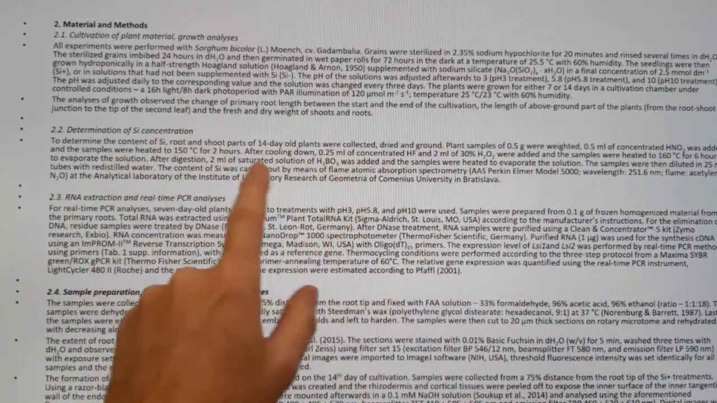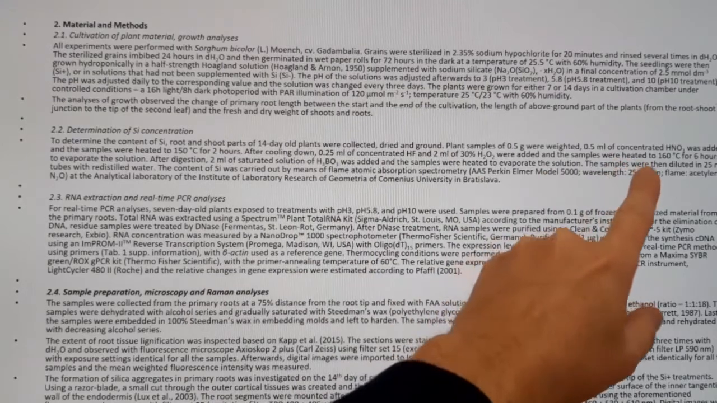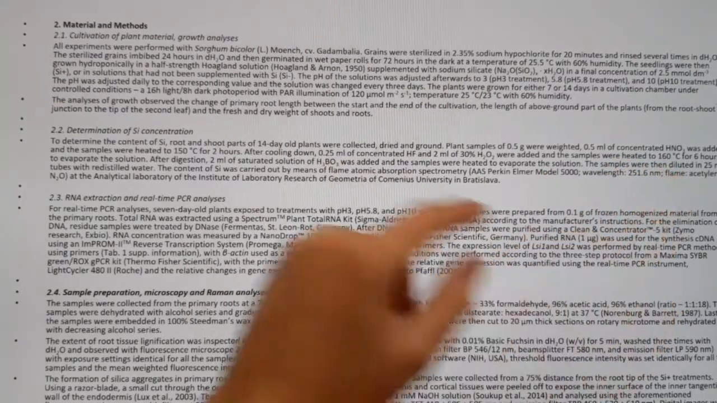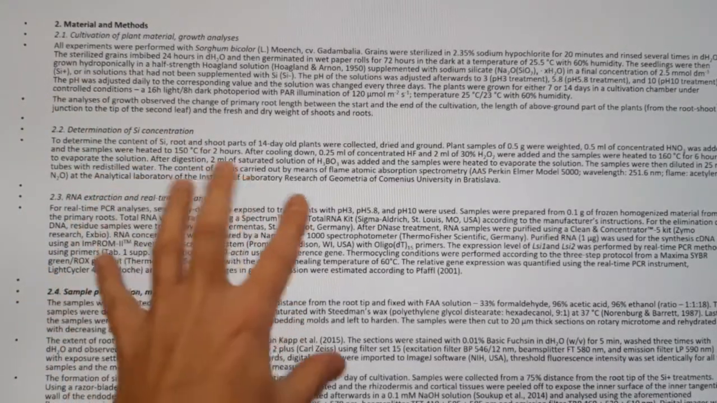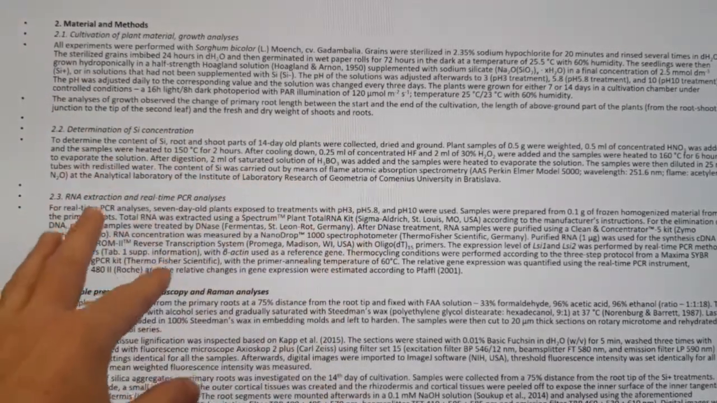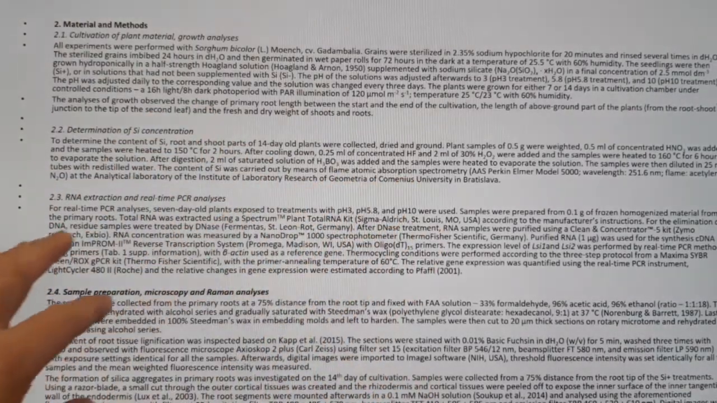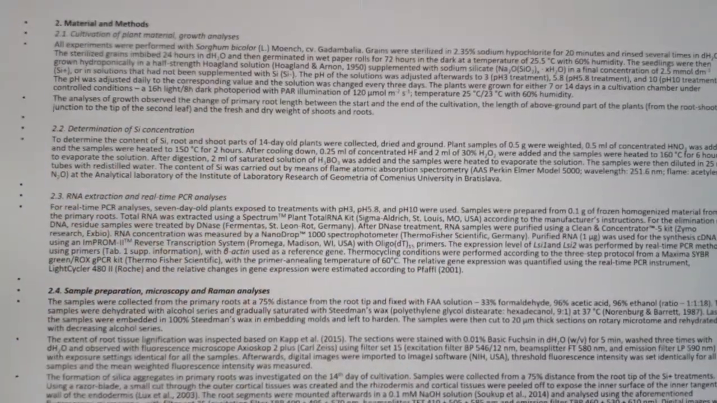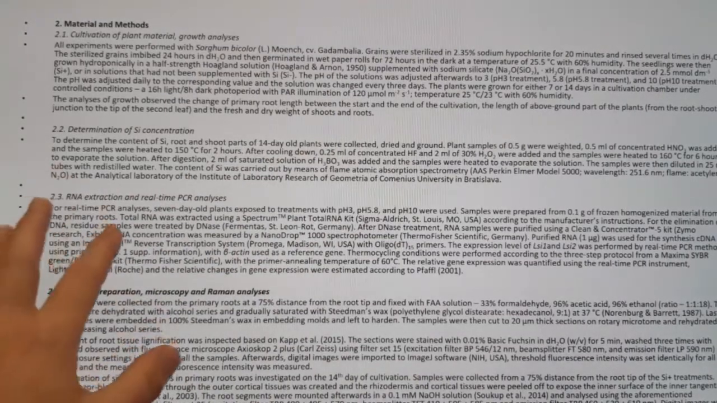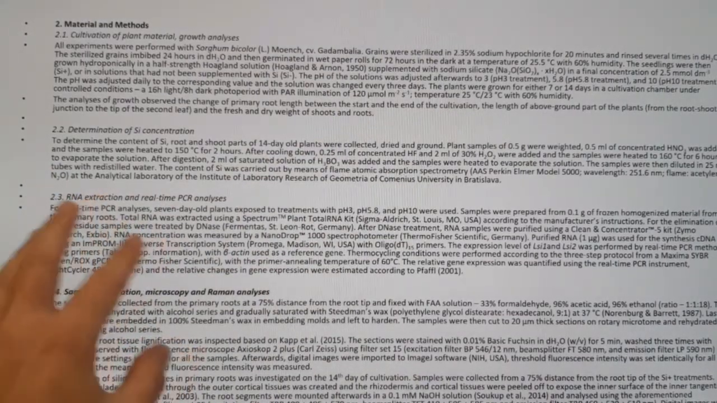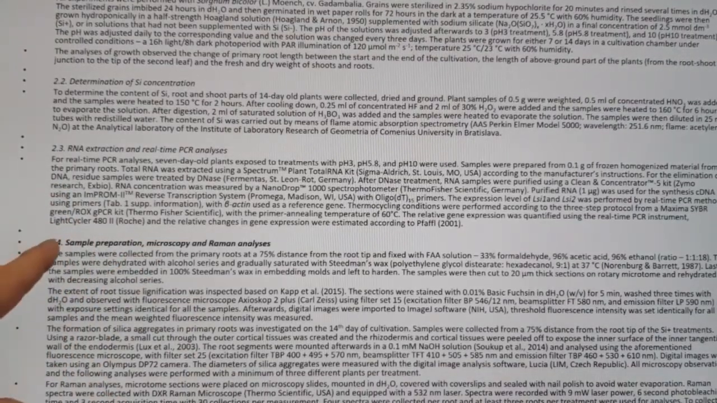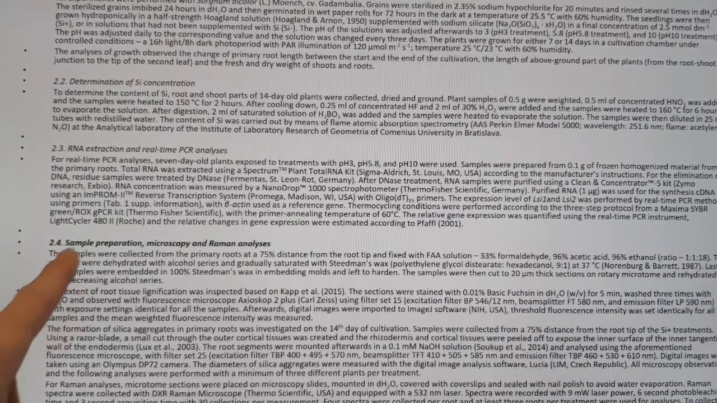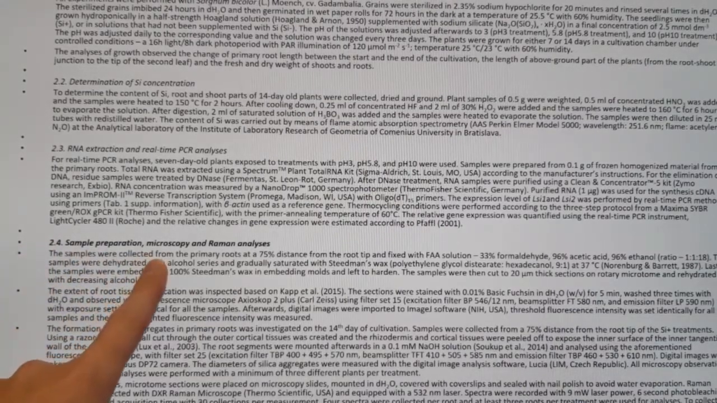So to determine something after it was cooled down, the samples were then, just like it said, processed. And the content of SI was carried out by means of flame atomic absorption spectrometry, I guess it's pronounced. And then finally, the author talks about RNA analysis. They go even a little bit further, talking about how the samples were collected from the primary roots and so on.